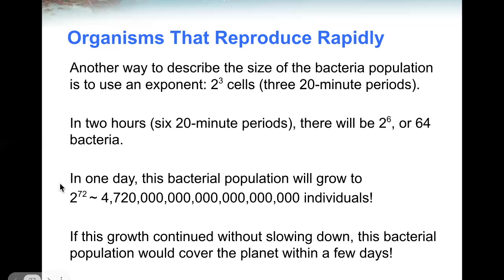In 1 day, this bacterial population will grow to 2 to the 72nd, or about 4.7 times 10 to the 21 individuals. If the growth rate continues without slowing down, this bacterial population would cover the planet within a few days.